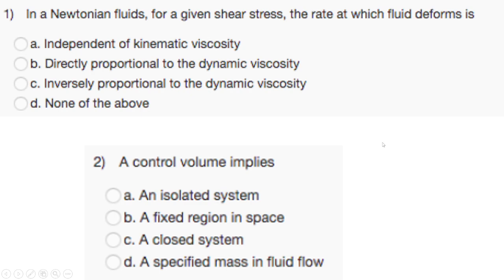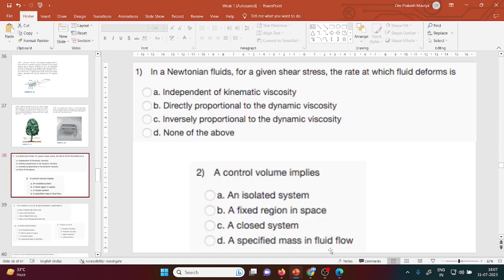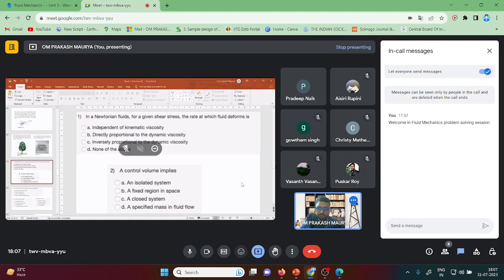Now I think the first and second questions are visible to all of you. Please open your chat box and answer question number one and question number two within 2-3 minutes. Just very simple questions.